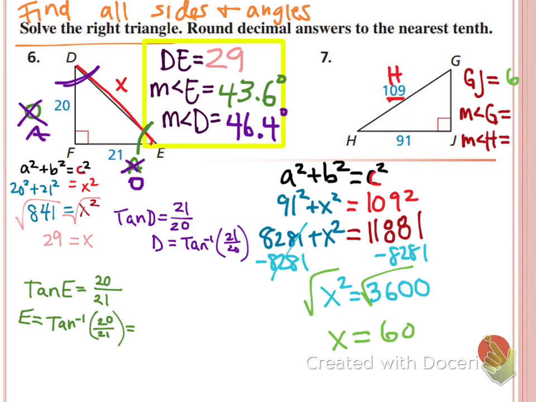So again, I put the answer up here so it's all in one place. GJ equals 60. Because we made up the letter x, there's no x in this picture. Now we'll find the angles.